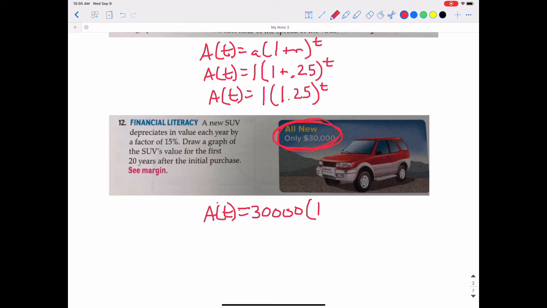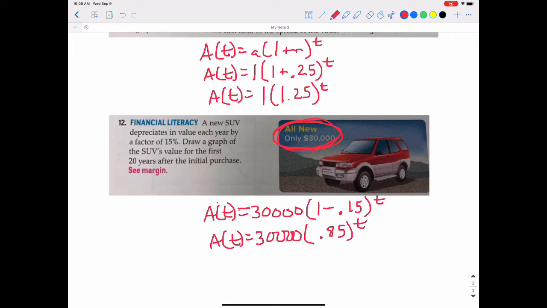Now this time it's depreciation. Depreciation means it's losing value. So we're actually going to subtract the rate of 15% to the t power. So that would be 30,000 times the quantity 1 minus 0.15, which is 0.85, to the t power. So that is your function.